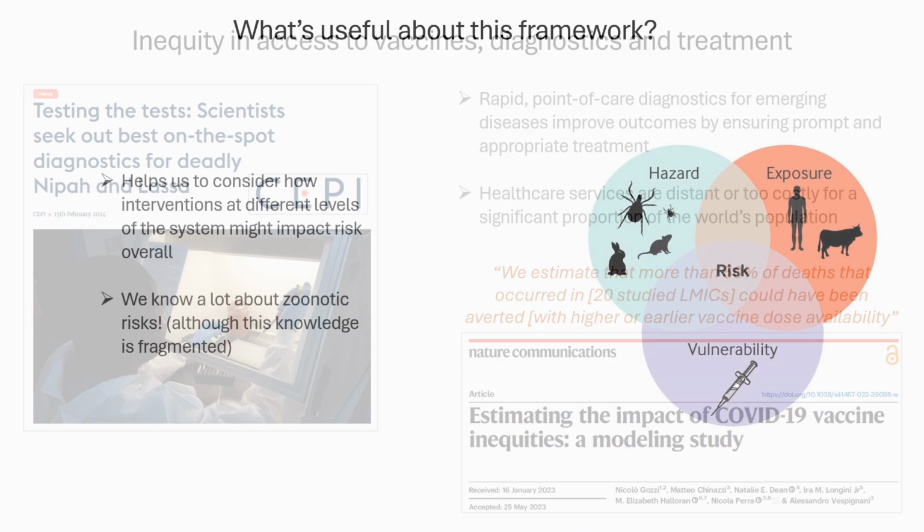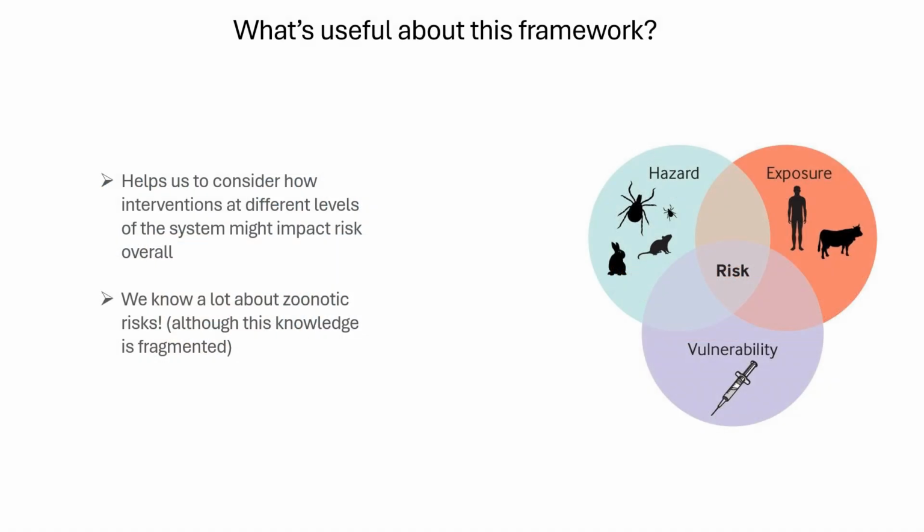So from here, as we move towards the end of this talk, I wanted to spend a few minutes reflecting on the benefits and limitations of a framework like this and what it highlights to us in terms of what we know and don't know about zoonoses and how we might intervene, as well as future pathways, where we need to go next.